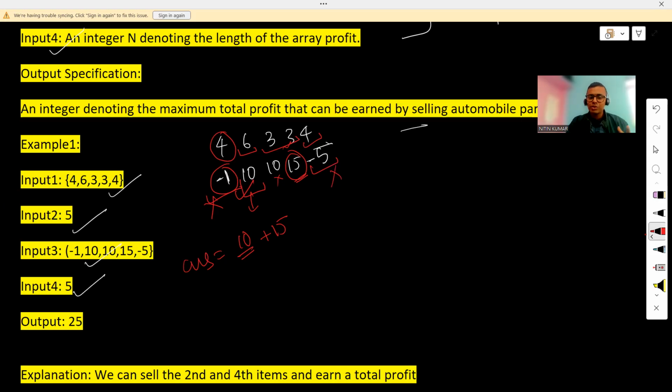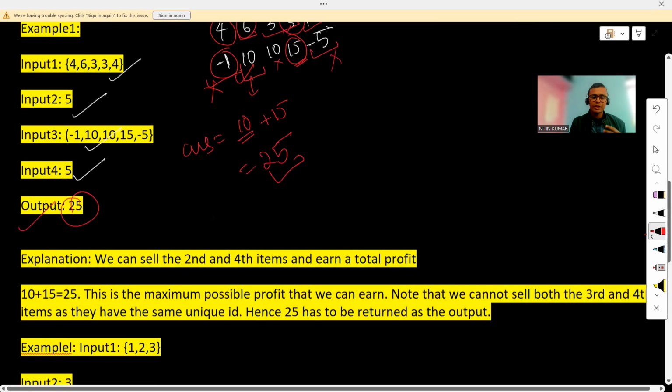So by iterating through all the automobile parts in the unique ID array and the corresponding profits, we get to know that we can sell the two parts with unique ID 6 and 3. By selling those two parts, we get our profit as 25. And you can see the answer is also 25, so we are getting the correct output. I hope you understood how this code actually works and what the constraints of this code are.